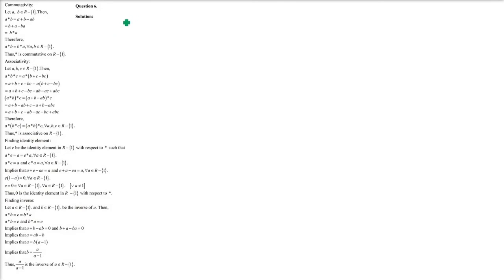Question number 6. On R minus {1}, that is all the real numbers except 1. We cannot have A or B or anything which is equal to 1. So binary operation star is defined by A star B equals A plus B minus AB. Prove that star is commutative and associative.